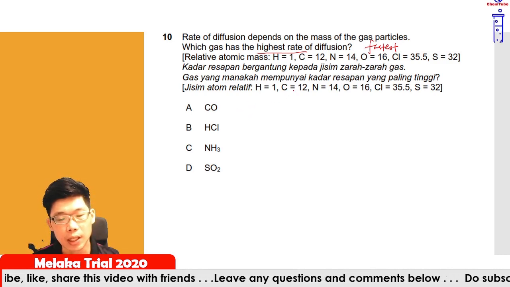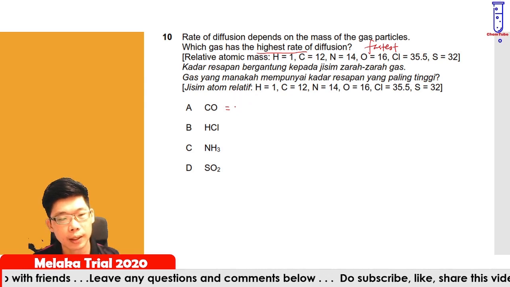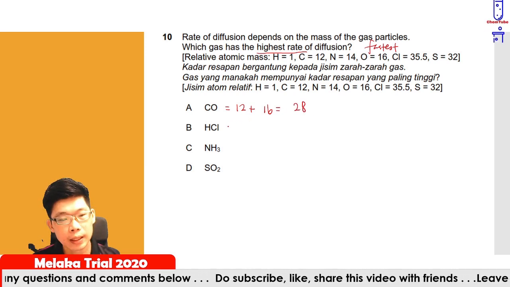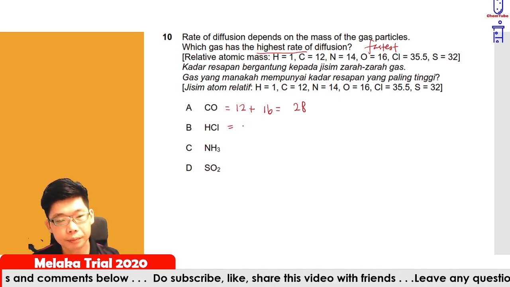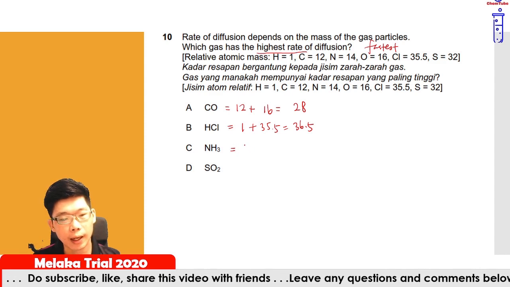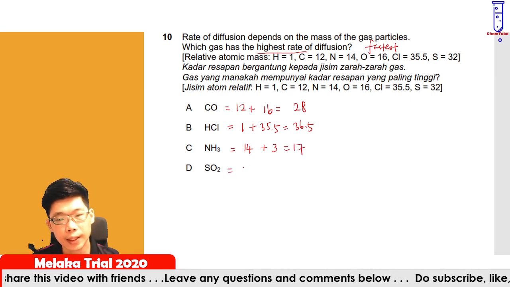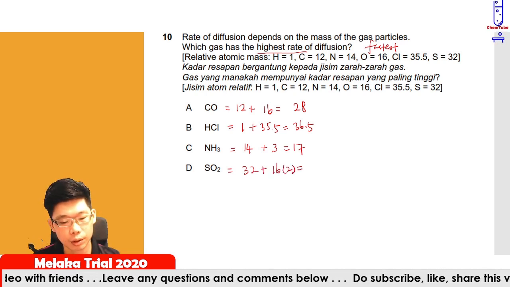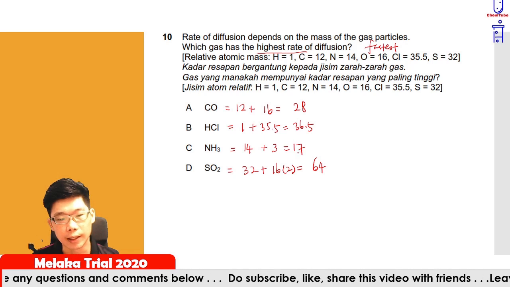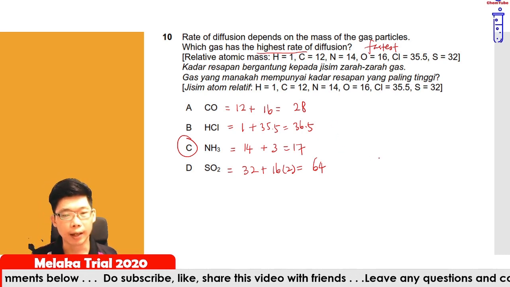So we total up, using the relative atomic mass given here. Carbon monoxide: carbon is 12 plus oxygen is 16, so 28. Hydrogen chloride: 1 plus 35.5, so 36.5. Ammonia: N is 14, H is 1 times 3, so 17. Sulfur dioxide: sulfur is 32 plus 16 times 2, so the total is 64. If we compare all the molar masses calculated here, the lightest can diffuse fastest, so it has the highest rate of diffusion.